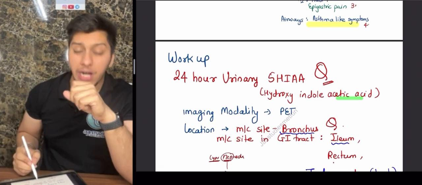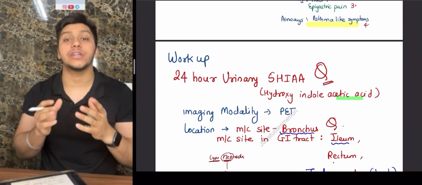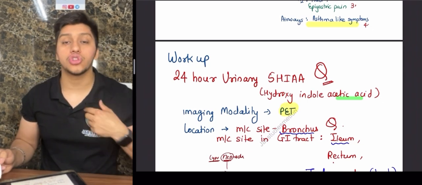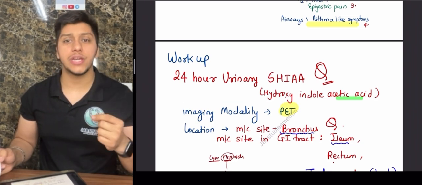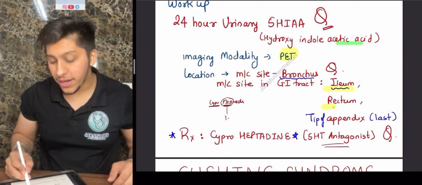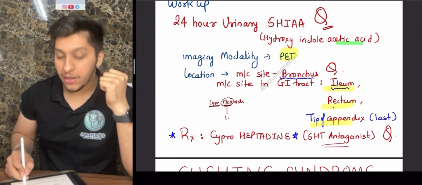What is the imaging modality? As I told you, it can happen anywhere, so that is why you need something which can detect any distant area. That is going to be PET scan. If they ask you the most common location, the most common location is going to be the bronchus. And if they ask you the most common location in the intestine, remember, most common is going to be ileum, followed by rectum, and the least, this is a previous PYQ question, is going to be tip of the appendix.